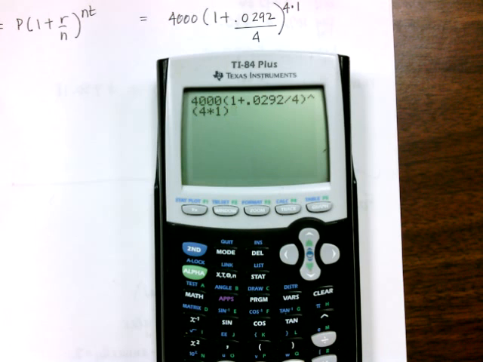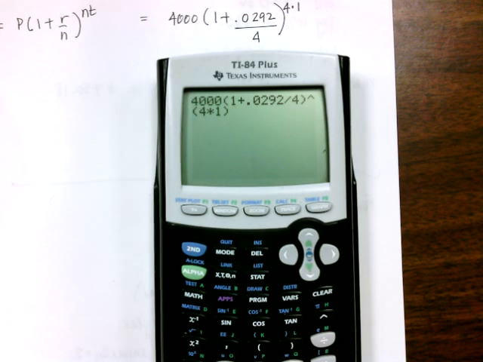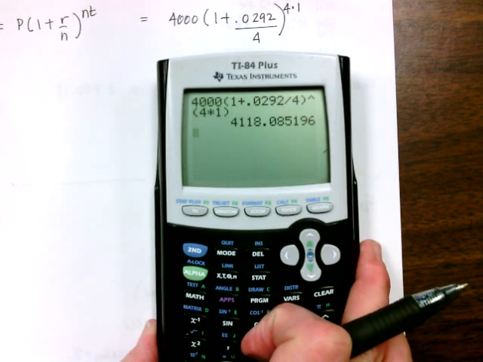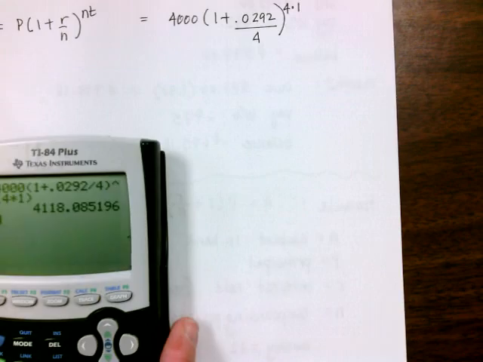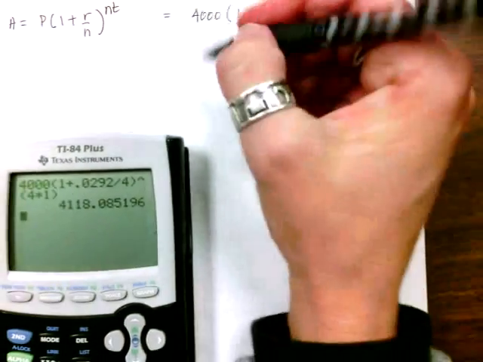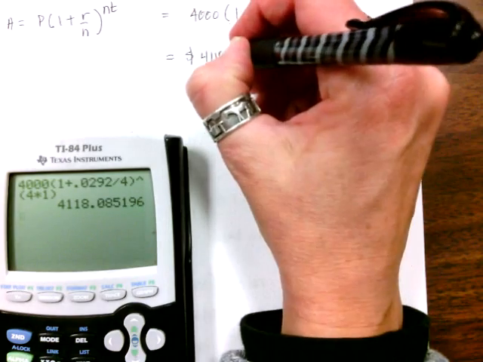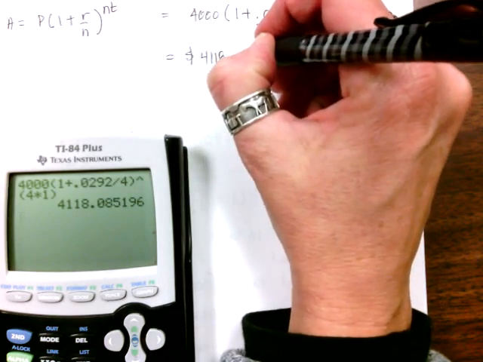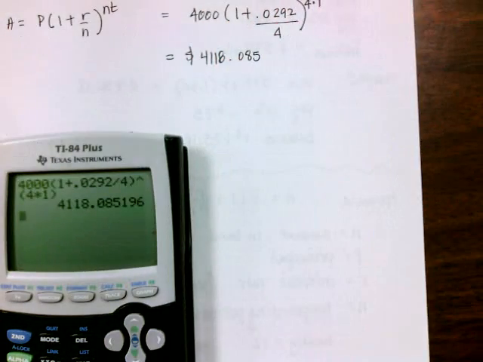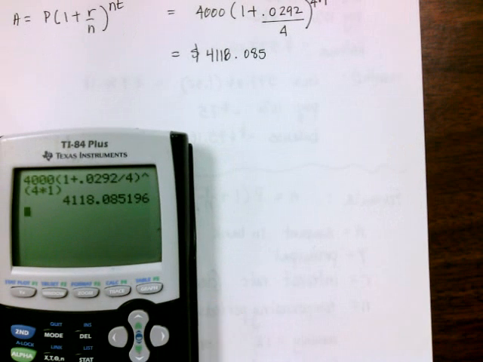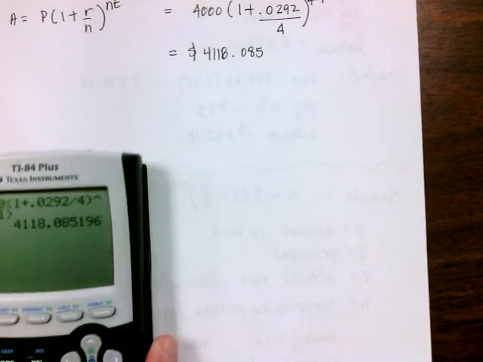Remember, on some of our calculators, when we raise something to a power, we need to put it in parentheses. And it tells you that at the end of 1 year, compounding quarterly, my amount in the bank is going to be 418.085. Okay? Grew pretty quick. That's in 1 year's time, so it gained $118 in a year.